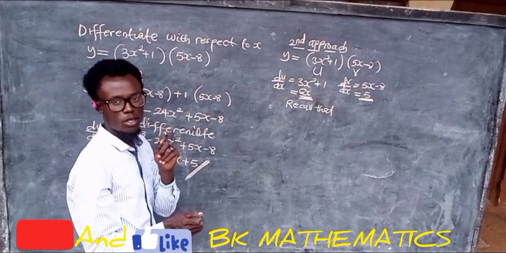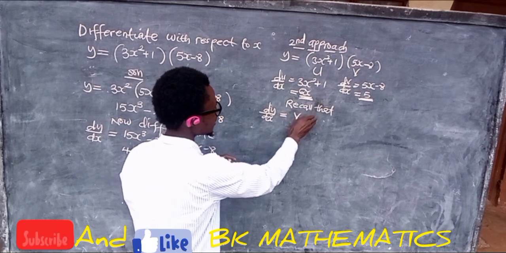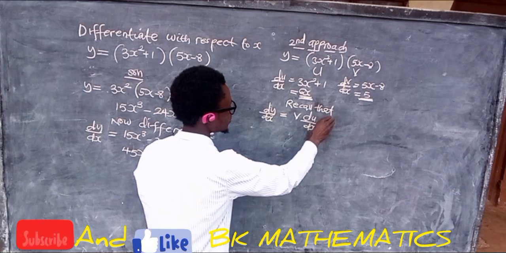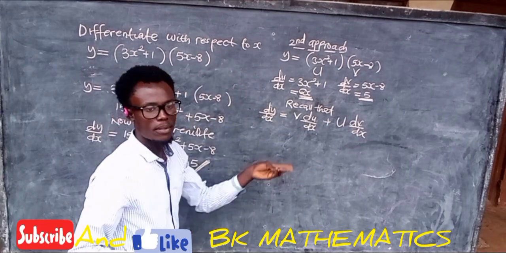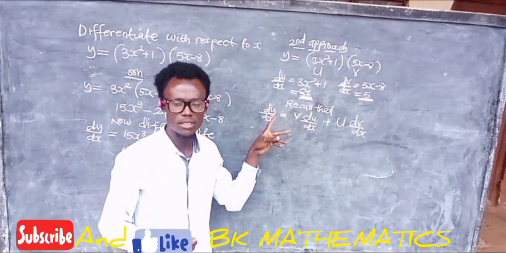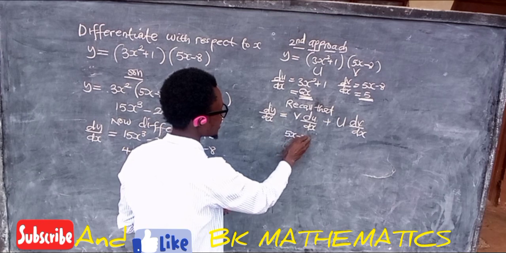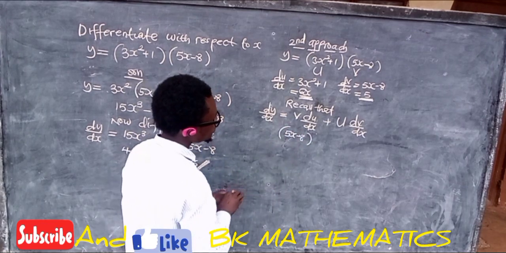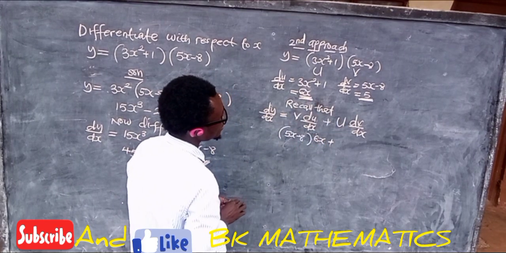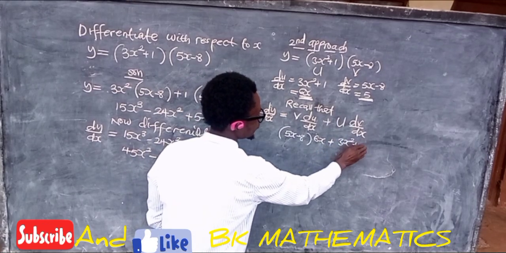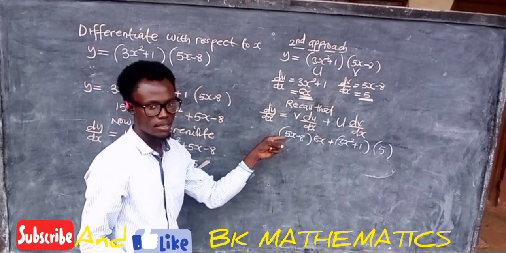from the product rule. This is the product rule that we are going to use now. It is stated as dy upon dx is equal to v du upon dx plus u dv upon dx. From this point, we just need to apply substitution. We replace all these letters with their corresponding values. What is v? v is given as 5x minus 8. What is du upon dx? We have this already as 6x. Plus, what is u? u is given as 3x squared plus 1, into, what is dv upon dx? It is 5.